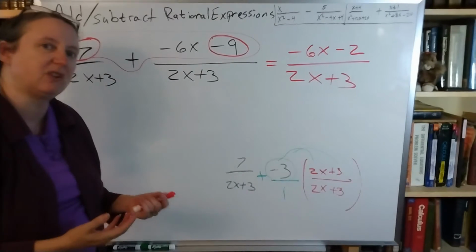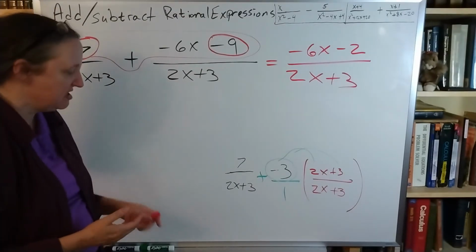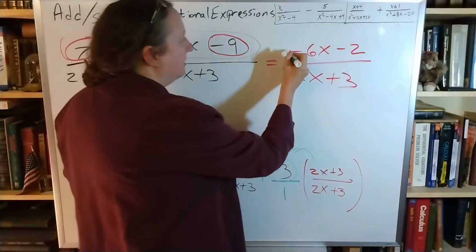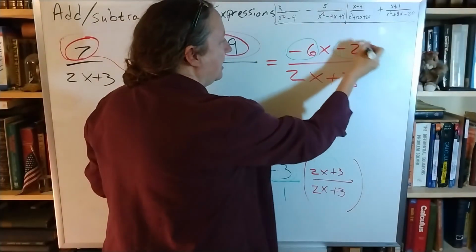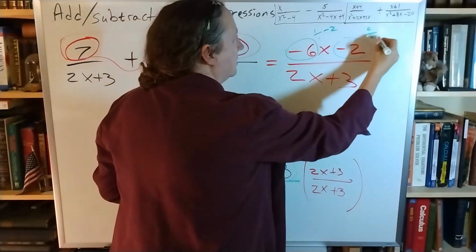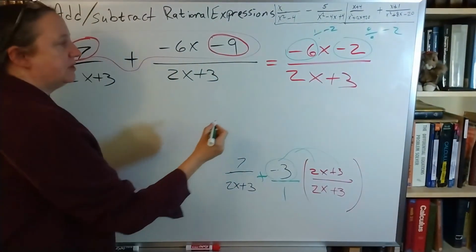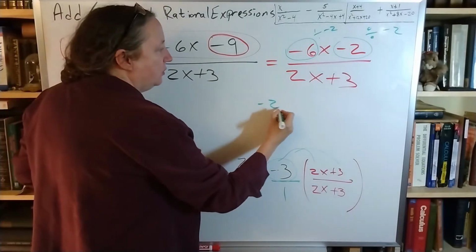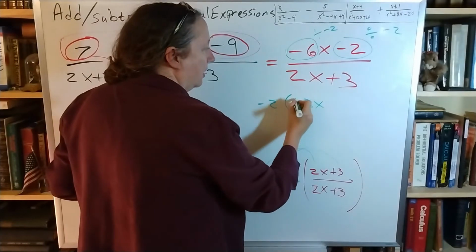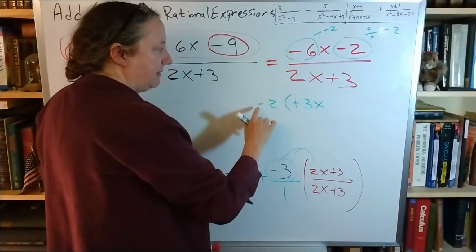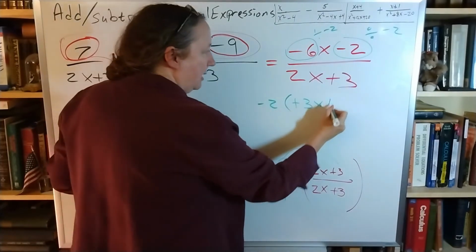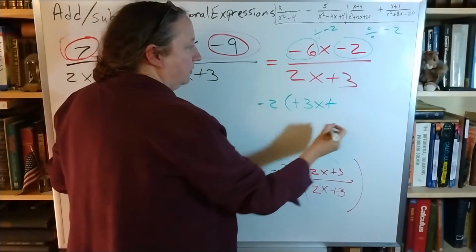Check to see, can I factor anything out anywhere? Yeah, I can. I can take this negative 6 and the minus 2, and I can divide each one by negative 2, which then would give me negative 2 open parentheses, negative 3x, positive, because I have the negative divided by negative is positive. 2 divided by 2 is 1.